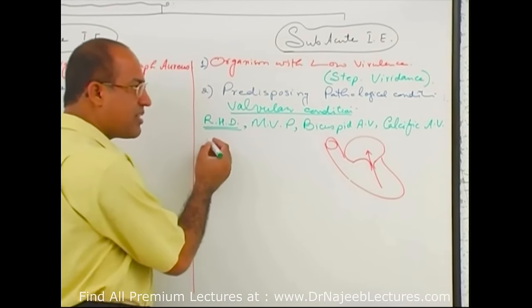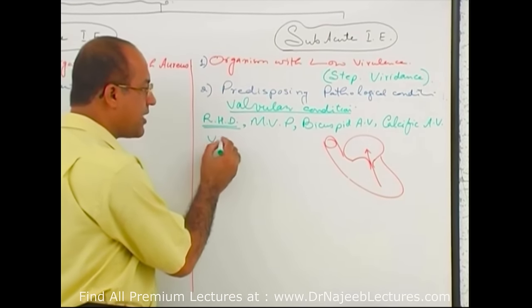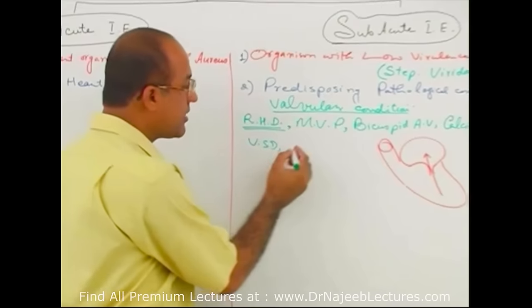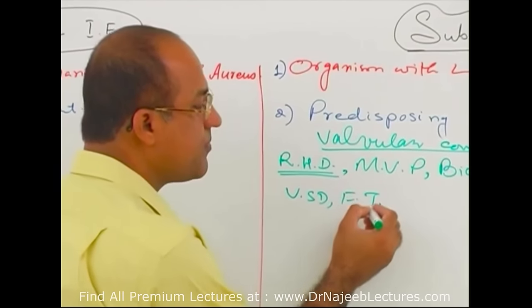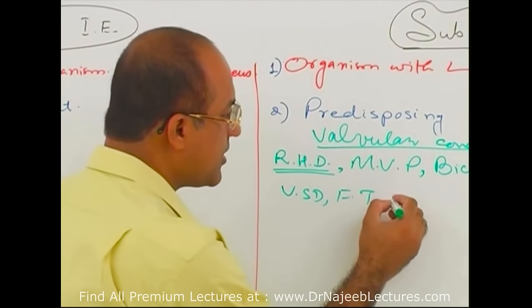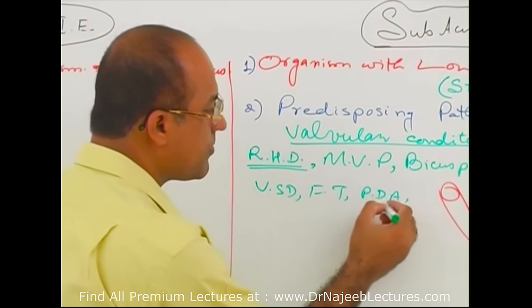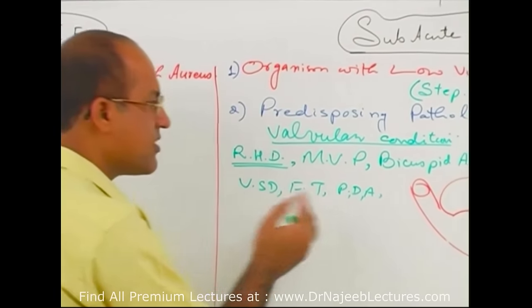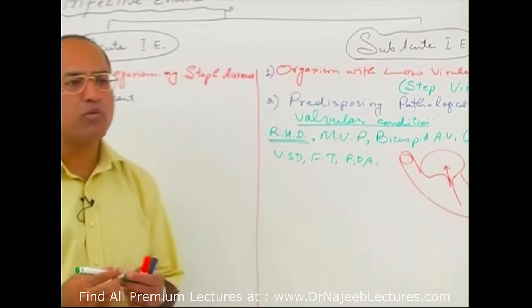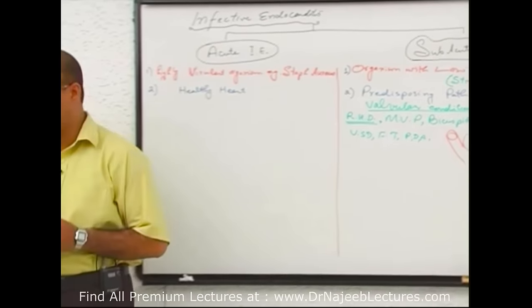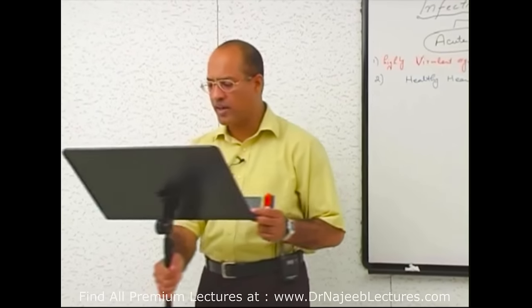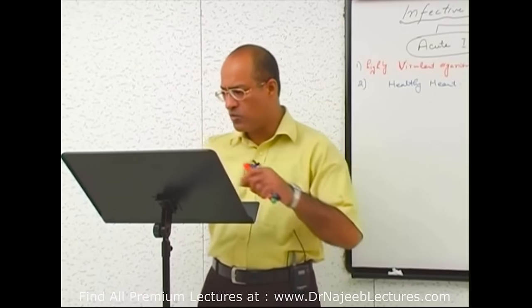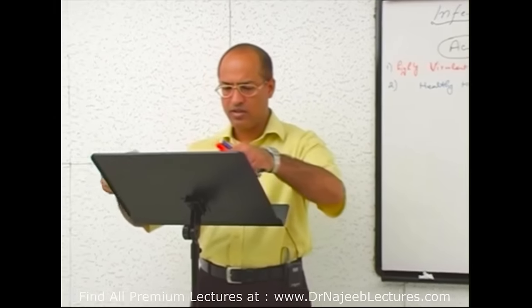Then even congenital heart diseases like ventricular septal defect, Fallot's tetralogy, patent ductus arteriosus. In all these conditions, there are abnormal blood flow patterns within the heart. And whenever there is an abnormal blood flow pattern within the heart, the heart is more predisposed to infective endocarditis.